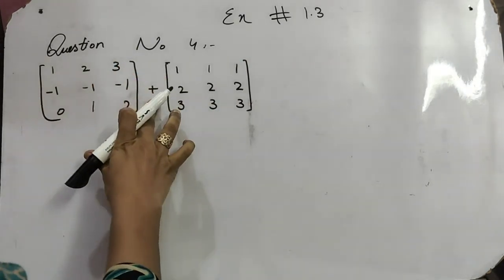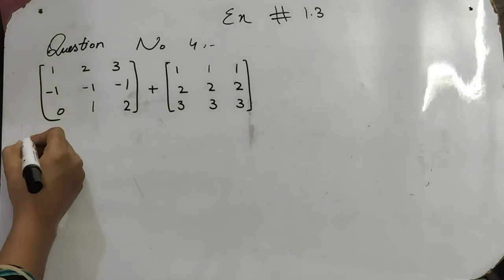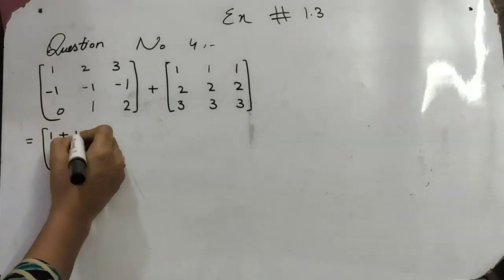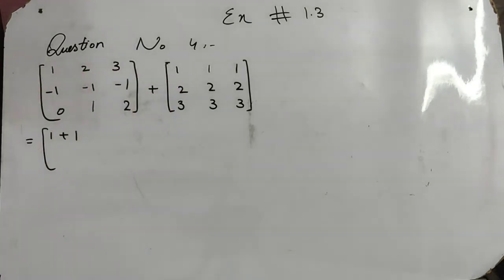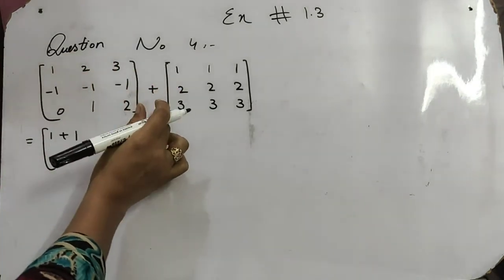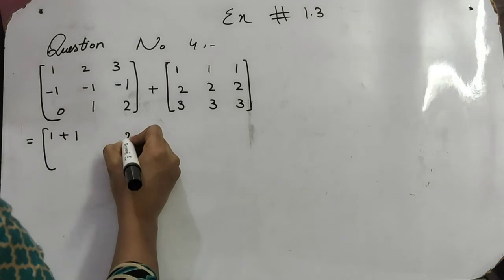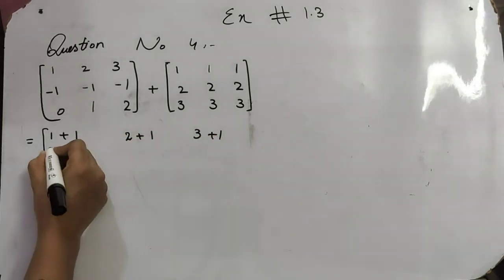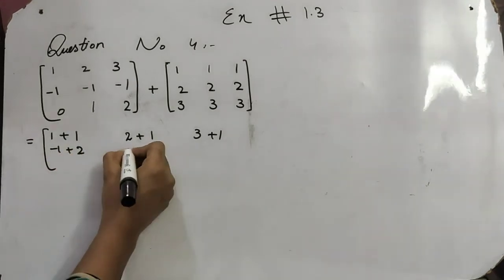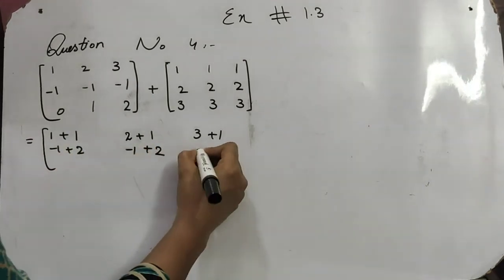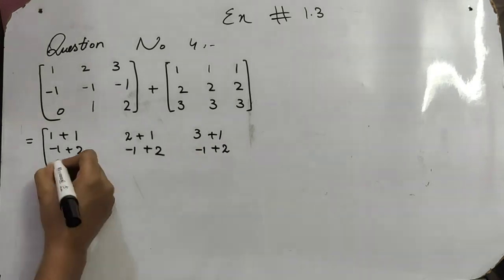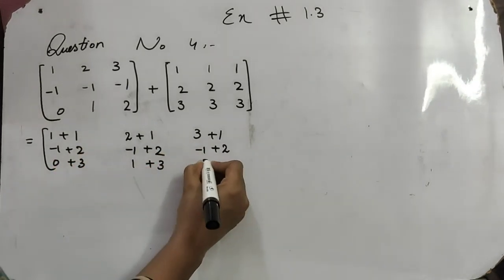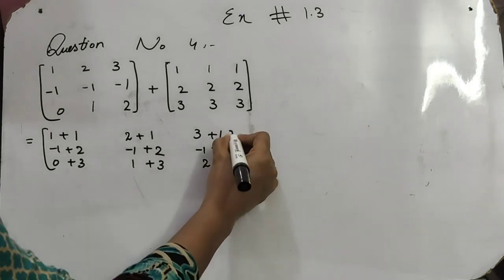Here the operation is addition, so we add these two matrices, and the addition says that we add the corresponding values. 1 plus 1, 2 plus 1, 3 plus 1, minus 1 plus 2, minus 1 plus 2, minus 1 plus 2, 0 plus 3, 1 plus 3, 2 plus 3.